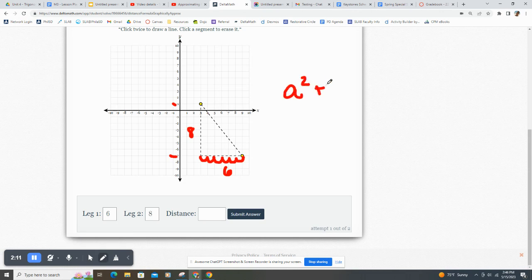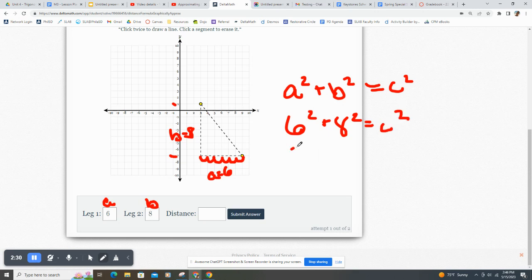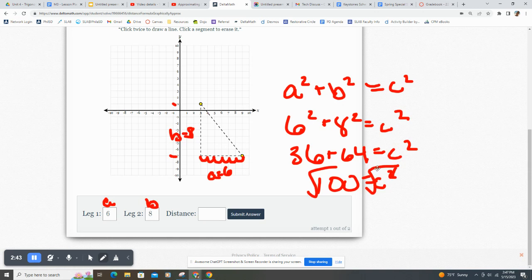So if we recall our Pythagorean theorem, we said that our legs are A and B. Our A is equal to 6 and B is equal to 8. So this would be 6 squared plus 8 squared is equal to C squared. That's 36 plus 64 is equal to C squared, and 36 plus 64 is 100, so 100 is equal to C squared. So what squared is equal to 100? Well, C has to be equal to 10 because 10 squared is equal to 100.